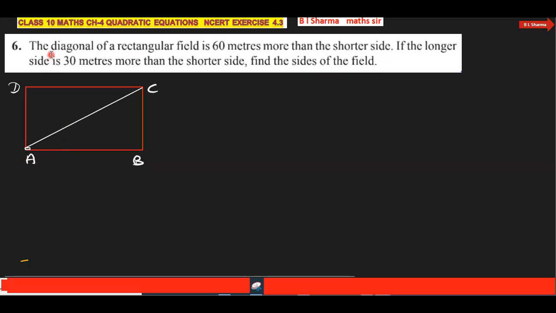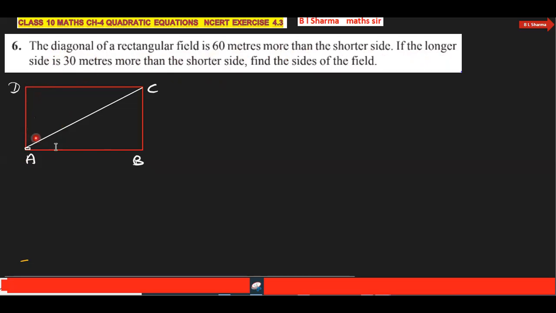Question number 6. The diagonal of a rectangular field is 60 meter more than the shorter side. If the longer side is 30 meter more than the shorter side, find the side of the field.